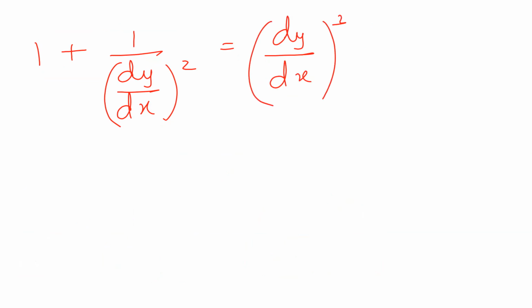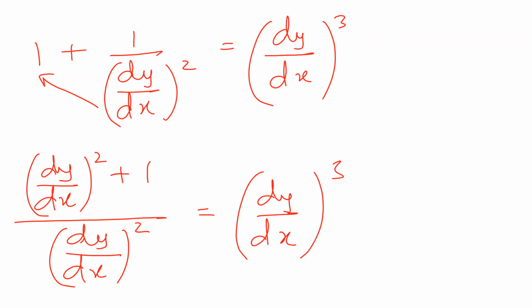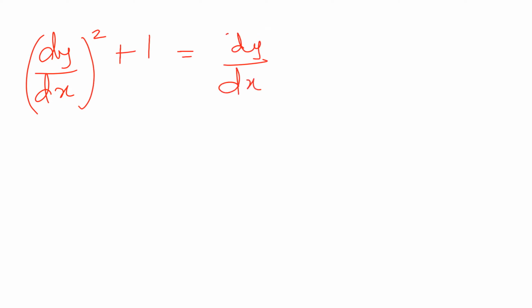Now we need to simplify this further. We cannot just blindly write anything. Take LCM over here: dy by dx the whole square plus 1 upon dy by dx the whole square is equal to dy by dx the whole cube. Still the simplification has not been completed. So shift this over there on the right hand side. So dy by dx the whole square plus 1 is equal to dy by dx.